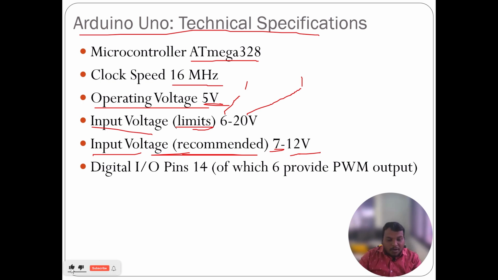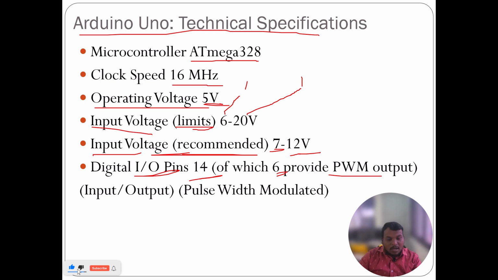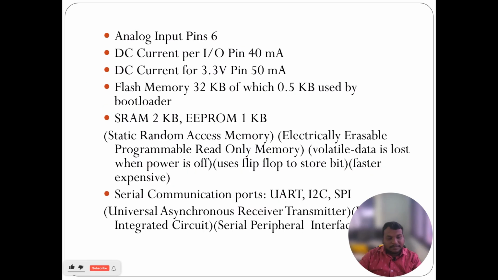So digital input or output pins are 14. Out of 14 pins, 6 pins are PWM pins. So PWM is pulse width modulation. Analog input pins are 6. So DC current per input or output pin is 40 mA. DC current for the 3.3 volts pin is 50 milliamps.